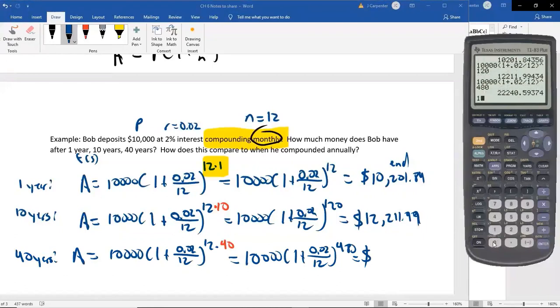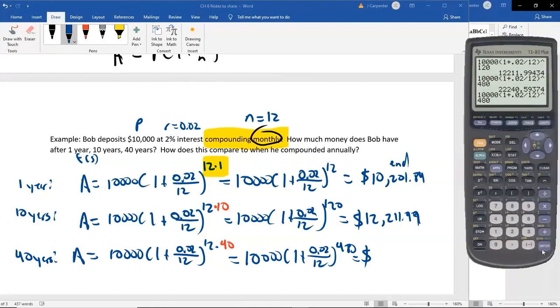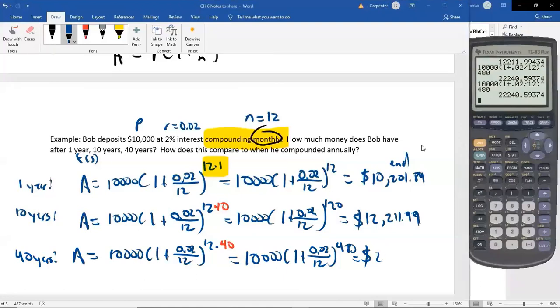Or I could manually retype everything. 10,000 times parentheses 1 plus 0.02. Excuse me, I know I'm coughing a lot today. Divided by 12, close it, raise it to the 480. See, there I just typed everything out again. Same answer, which is $22,240.59.